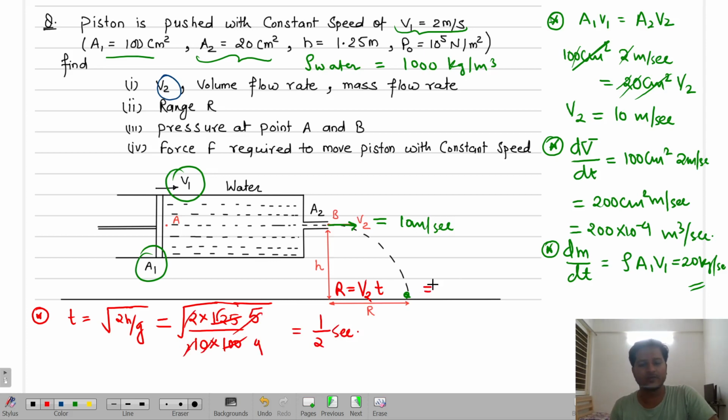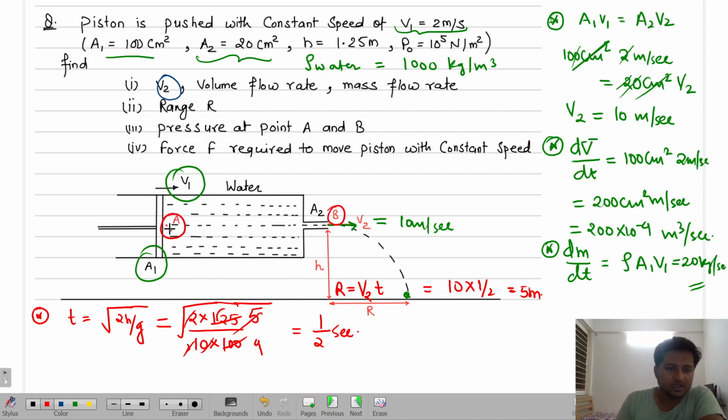So the range is v2 into t. V2 I found out is 10, into 1 by 2, which is equal to 5 meters. How much is the range? 5 meters. Are you able to get me? Yes. Now what they are asking is the pressure at point A and the pressure at point B.